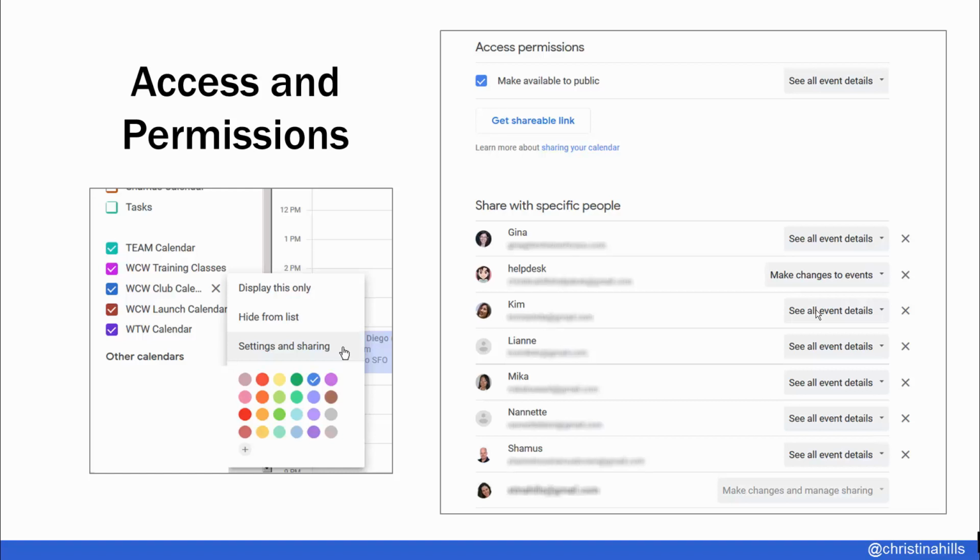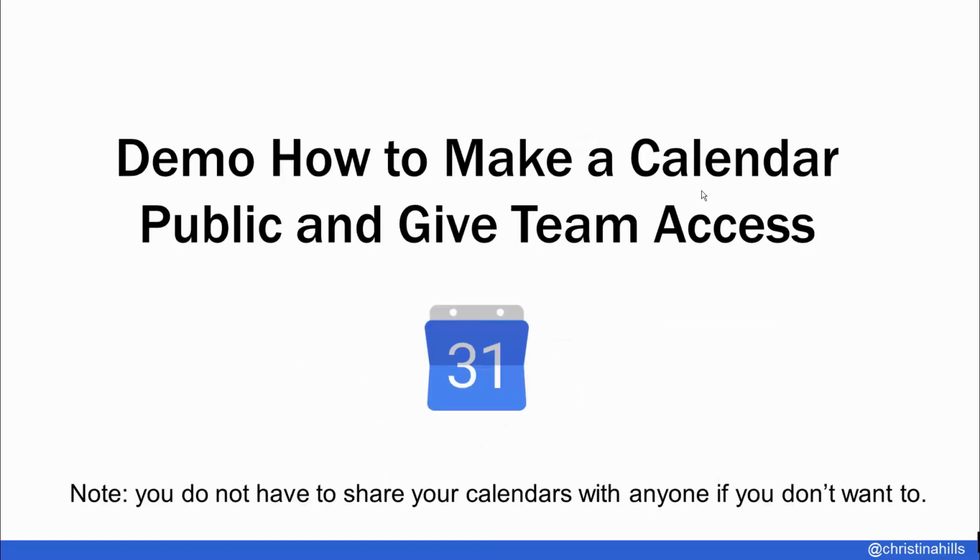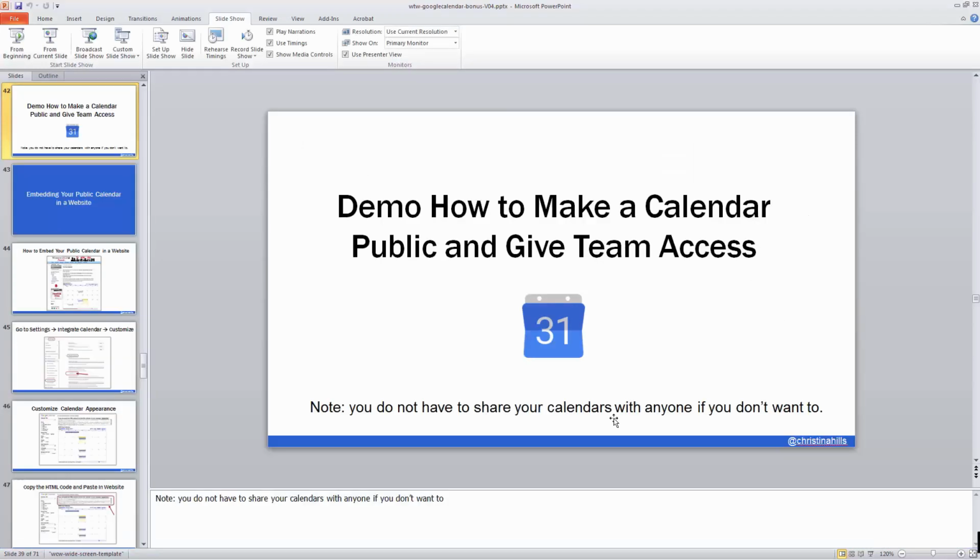So maybe you want to create another calendar, but you don't want it available to the public. You only want it available to specific people. So I'm going to demonstrate how to make a calendar public and give other people, maybe people on your team or your spouse or your family, access. But remember, you don't have to share your calendars with anybody. This is only for people who are collaborating.